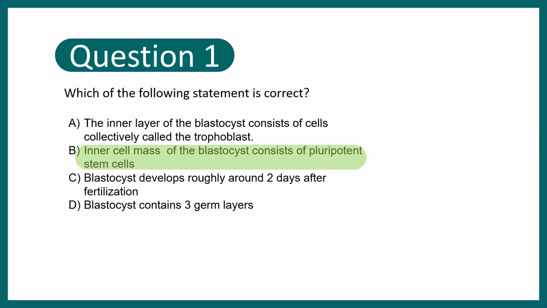Now, inner cell mass is the key portion which stem cell biologists love because that is the source of pluripotent stem cells. They actually extract that for any biomedical purposes. So this is a really important concept.